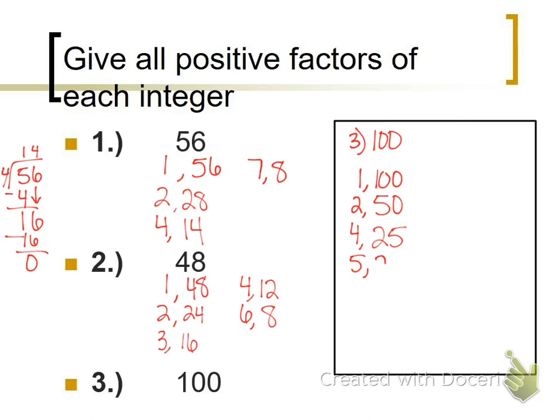5 times 20. If you have 5 $20 bills, you have $100. Okay. Will 6 go on our list? No. 7? No. 8? No. Nope. 9? Nope. 10? Yep. 10 times 10. You don't really have to write it with another 10, but you can if you want to. 10 times 10. Or just put a 10.